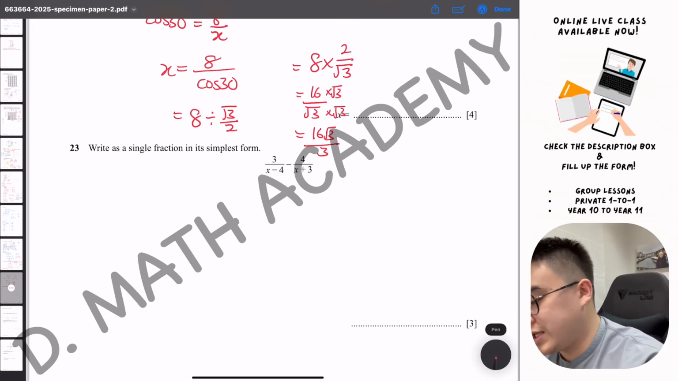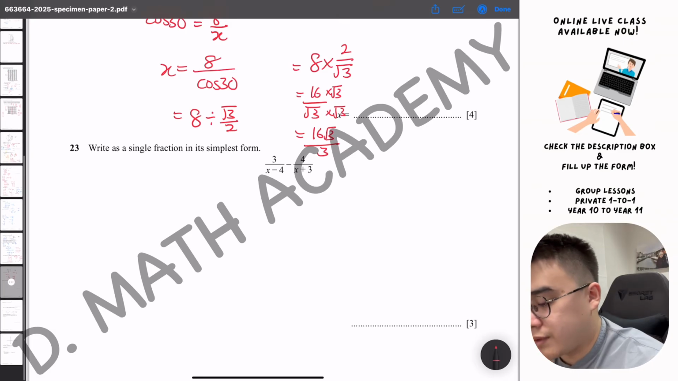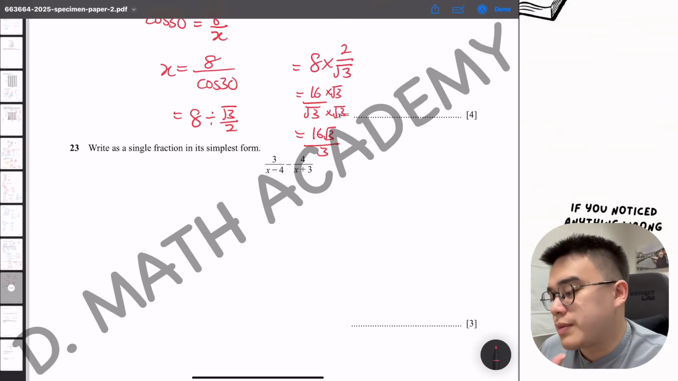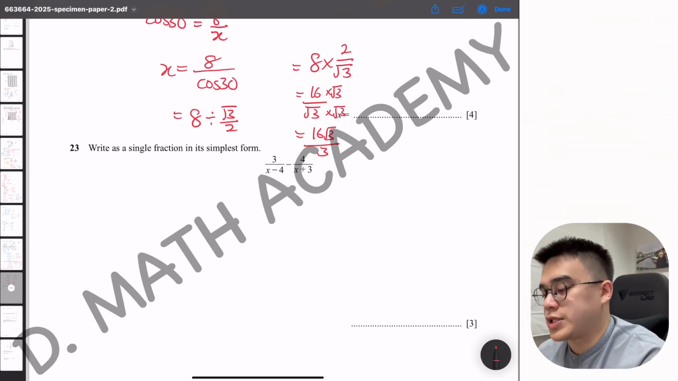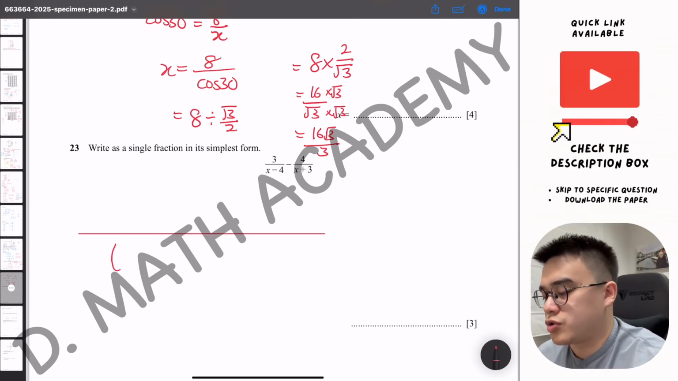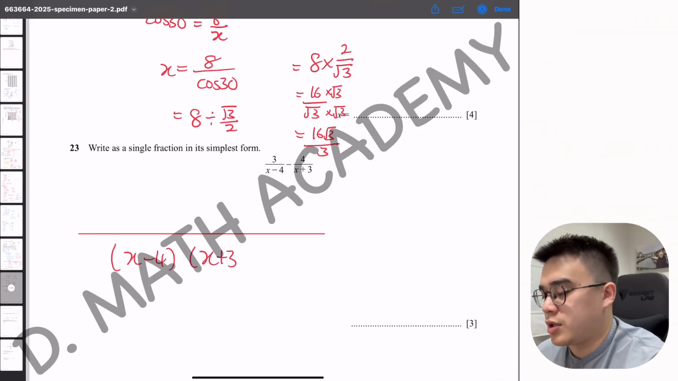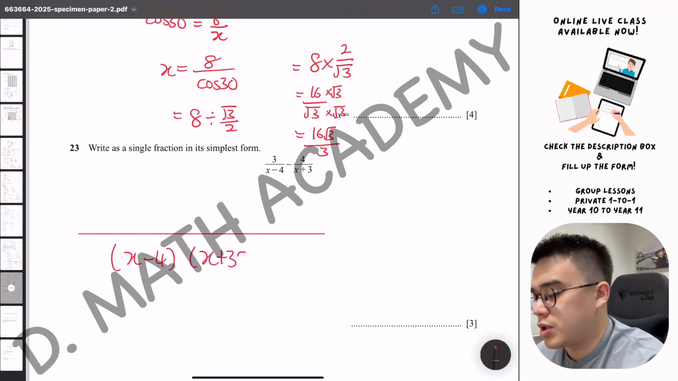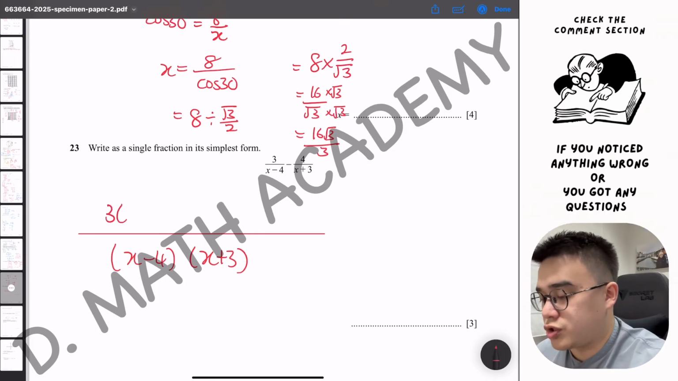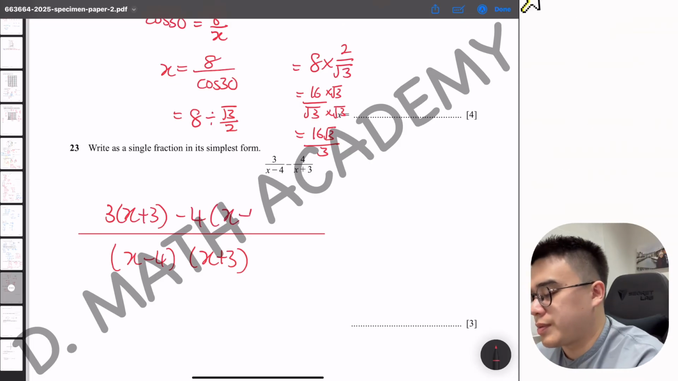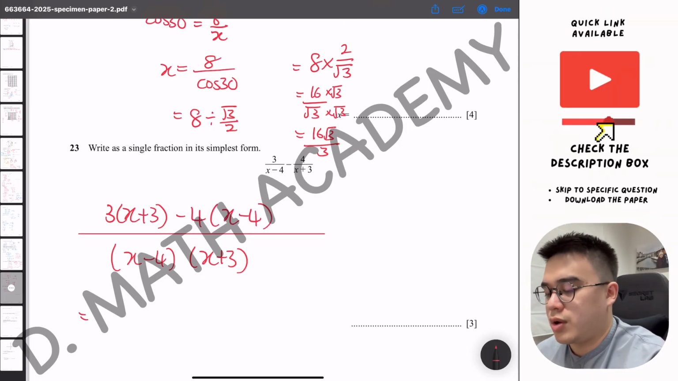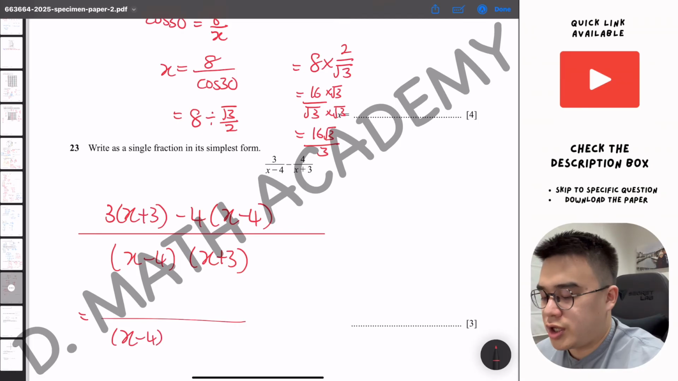Question 23. Okay. What we have here, they want us to make it as a single fraction. So I can straight away draw a big one. Do take note that you need to include brackets. So 3 will be multiplied with x plus 3. 4 will be multiplied by x minus 4. Denominator remain unchanged.